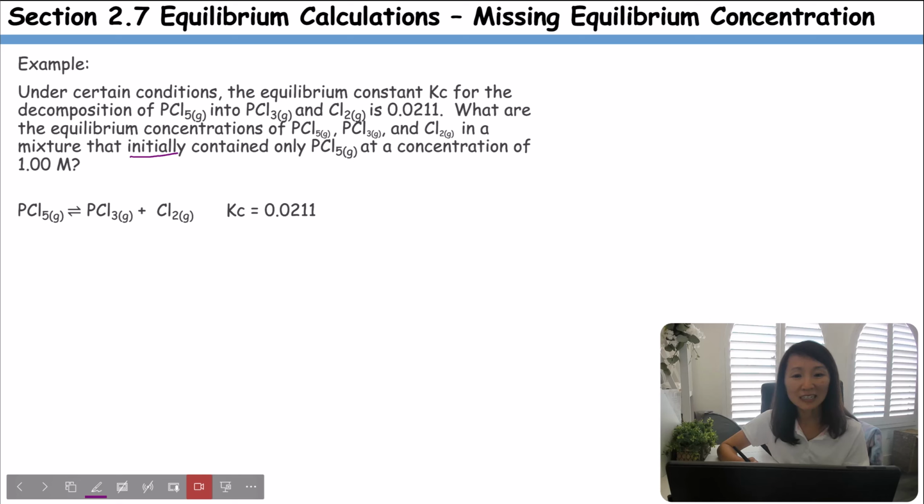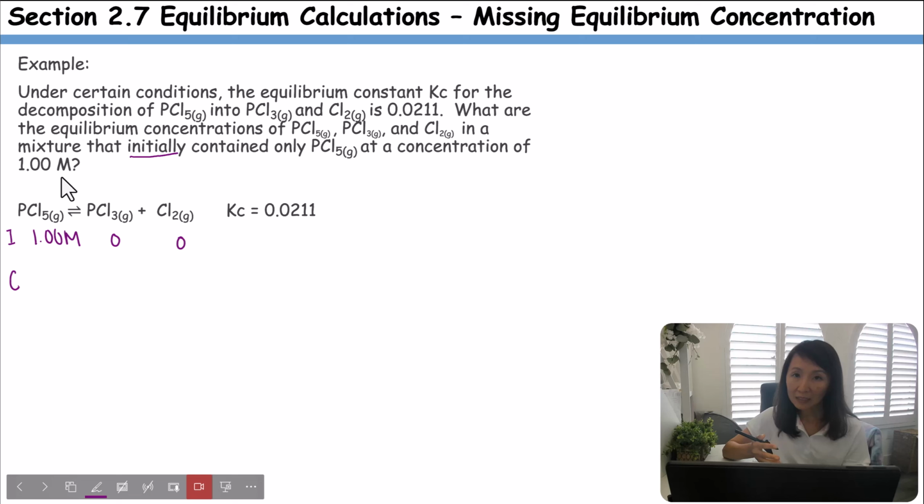Under certain conditions, the equilibrium constant Kc for decomposition of PCl5 into PCl3 and chlorine is 0.0211. What are the equilibrium concentrations of PCl5, PCl3, and chlorine in a mixture that initially contains only PCl5 at a concentration of 1.00 molarity? So initially, or I, you only have PCl5, meaning these are all 0.